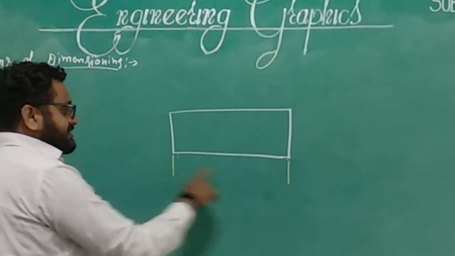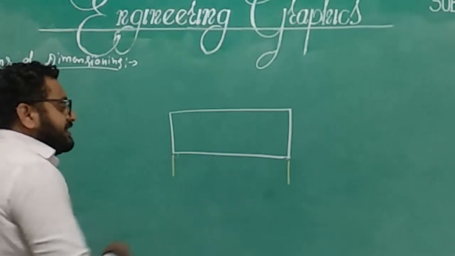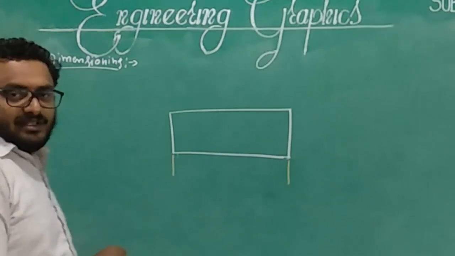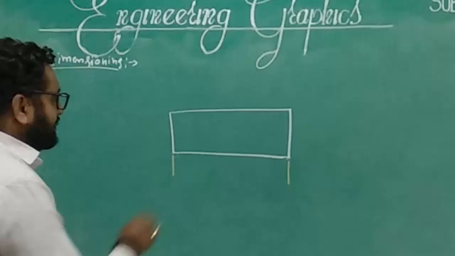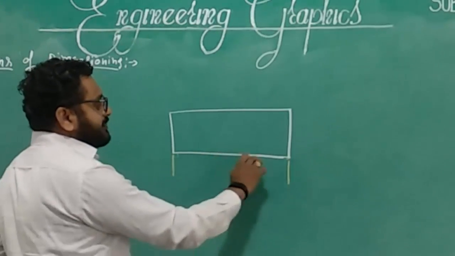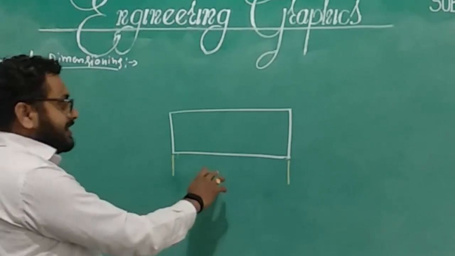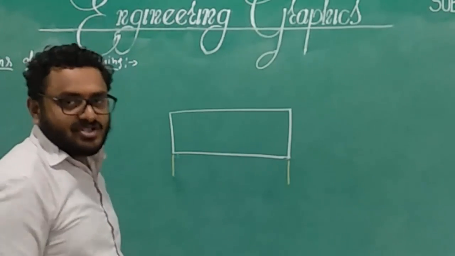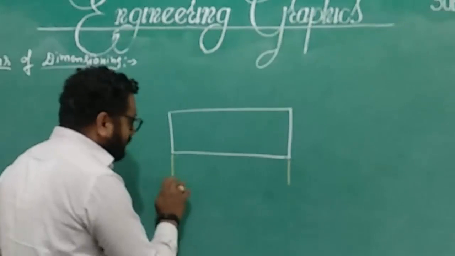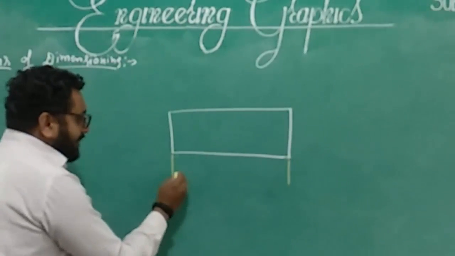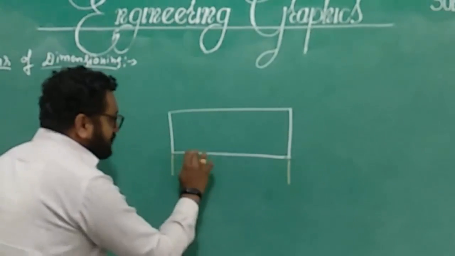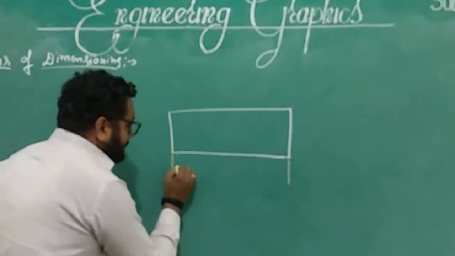After drawing this extension line, we need to draw the dimension line. The dimension line should be parallel to the line which we want to measure. So it should be parallel. The dimension line should be parallel to this, and you should not draw the dimension line at the end of the extension lines. It should have a 3 mm space, and it should be parallel to the main line.